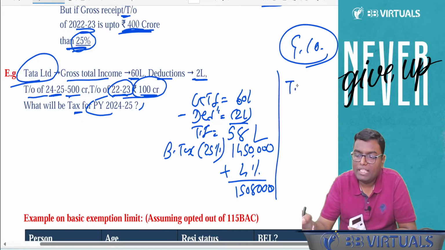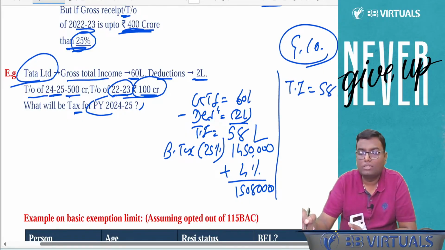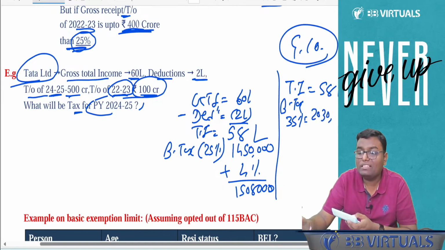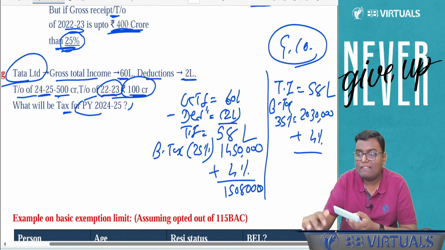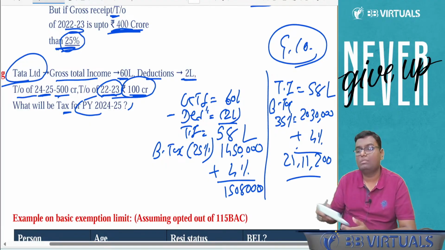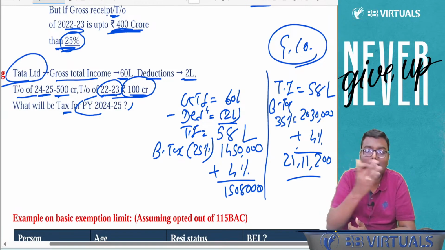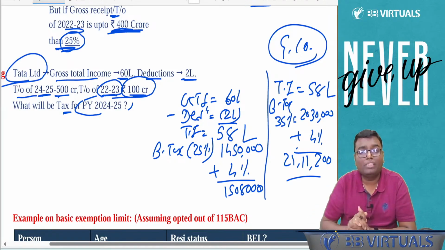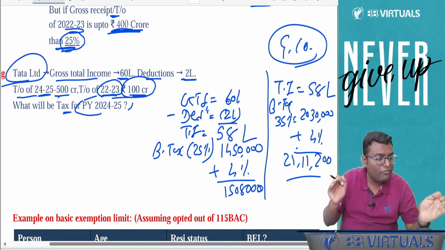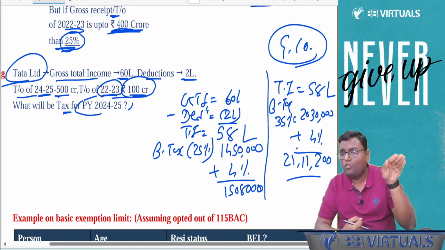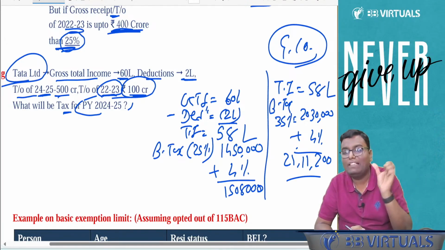If this is a foreign company, can I say total income will remain the same, 58 lakh. But the basic tax now will change to 35%. So 58 lakh into 35%, it will be 20 lakh 30,000. Plus ultimately 4% cess is also applicable. So what will be the final tax payable? 21 lakh 11,200. My tax will substantially increase because my tax rate is 10% higher than the normal one. Are you understanding this? So for all the statuses, we are done with the basic tax.